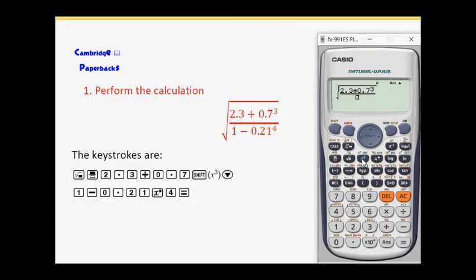and we can see raised to the third, and we then use the cursor to go below the line. So this time we're now going to have 1 minus 0.21, and we're going to raise this to the power 4. So this is the key, and we now place in the number 4 there, and we press equals, and that is our answer, which is 1.627, etc. So that is the first problem.